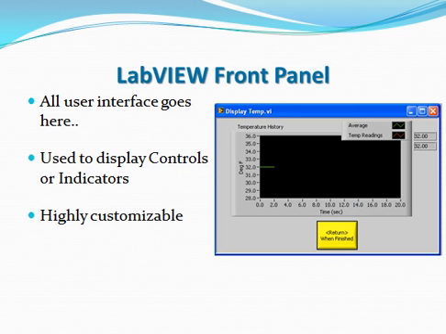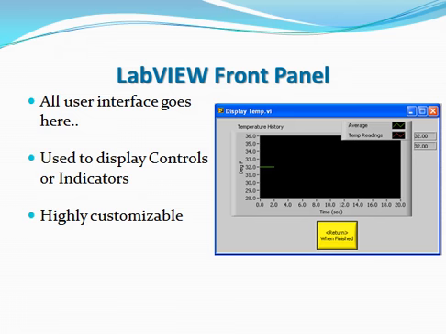All user interface goes in the front panel, which is used to display controls or indicators and is highly customizable. The front panel is used to interact with the user when the program is running, and the user can control the program, change inputs, and see the data update in real time.